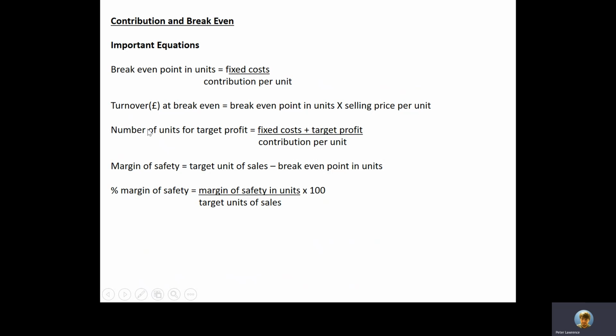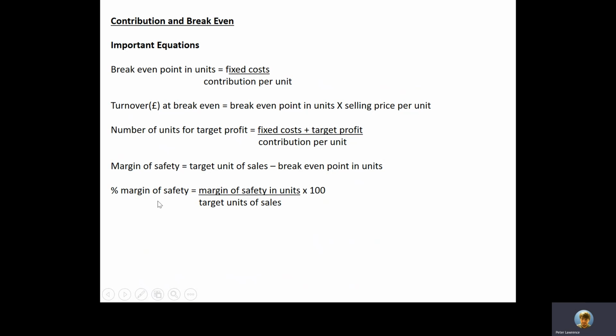We can also work out how many products we need to make in order to hit our target profit. And that's simply fixed cost plus target profit divided by contribution. Our margin of safety can be calculated as target unit of sales minus break-even point in units. Again, that answer will be shown in number of units of production.